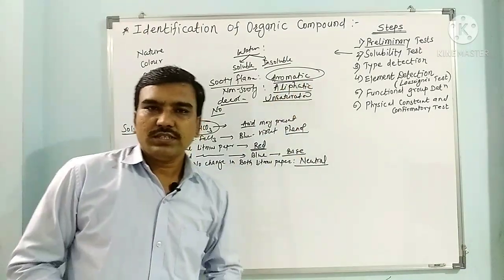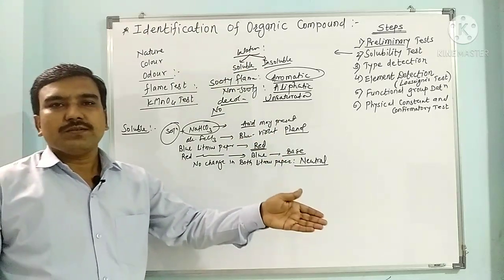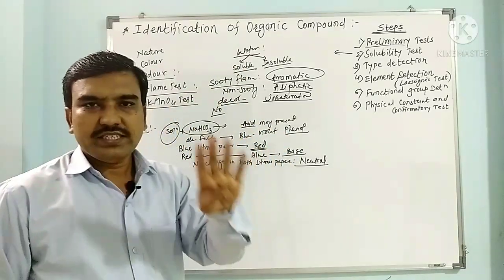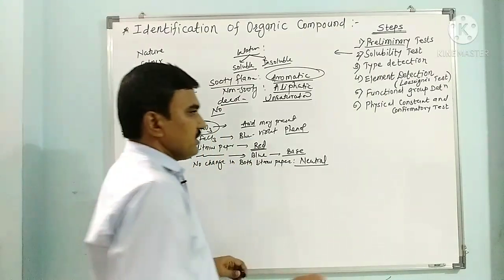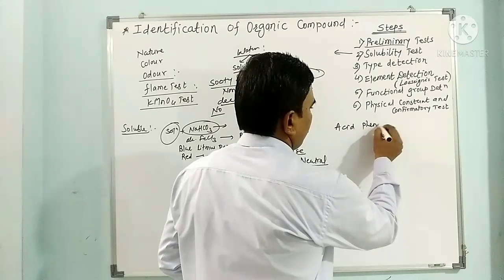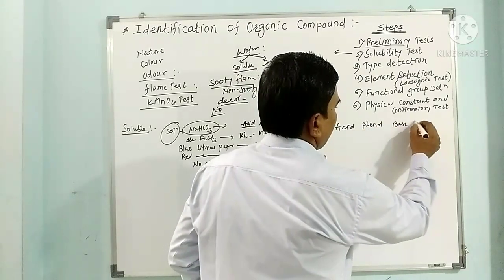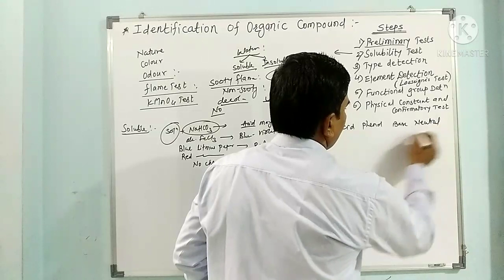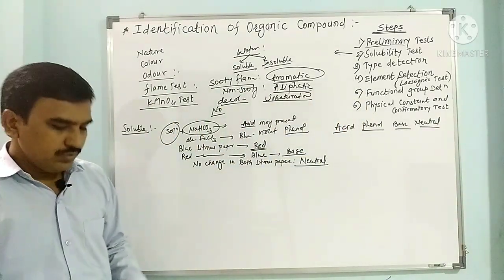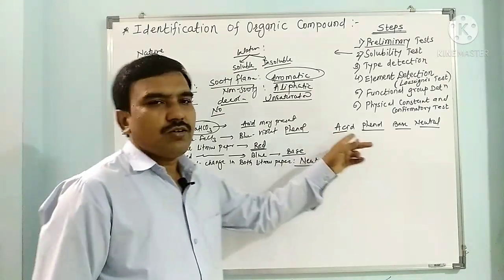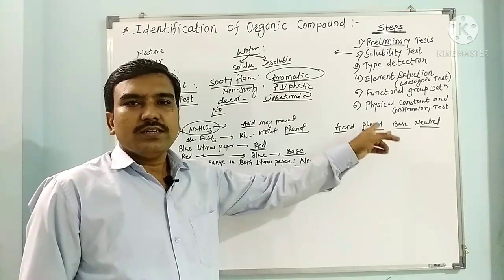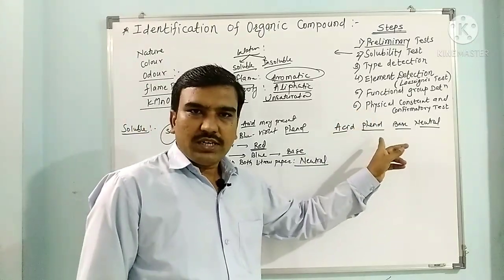As we have discussed, the types of organic compounds are classified in 4 categories: acid, phenol, base and neutral. So these are the 4 chemical types of organic compounds. In the acids, all the carboxylic acids are included. In the phenols, all the aromatic hydroxy compounds are included.